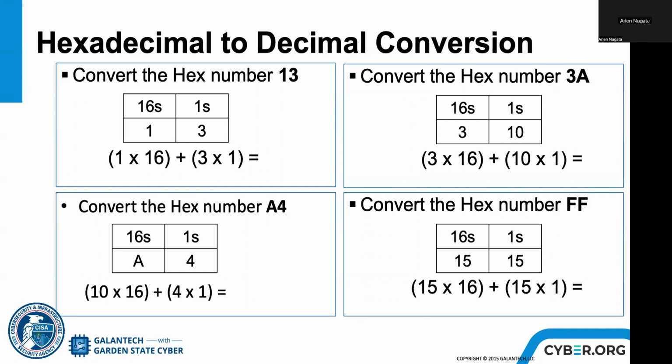All right, and so here's just a few more conversions if you ever have to convert. You've got hex 13 is 1 times 16, 3 times 1, and you get 19. Hex 3A is 3 times 16, 10 times 1, and you get 58. Hex A4 is 10 times 16 plus 4 times 1, 164. Hex FF is 255.